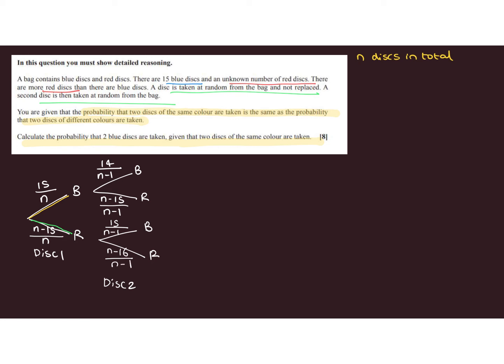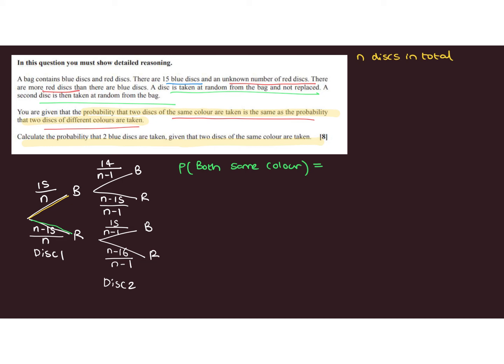Now, we're given that the probability that two discs of the same colour are taken is the same as the probability that two discs of different colours are taken. So let's work out the probability that the two discs are both the same colour.